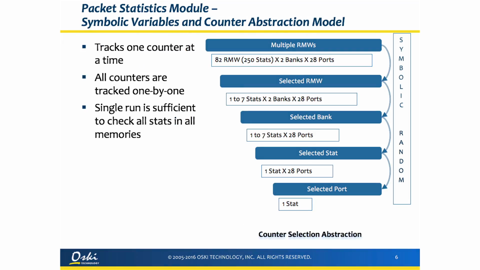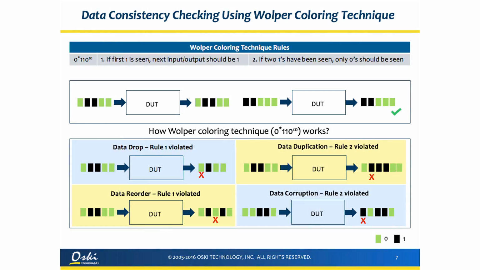On top of using symbolic variables, you can also use a counter abstraction model. Here we have a packet statistics module. The symbolic variables are used to pick any single statistic out of the hundreds of statistics you may be designing and verifying over different memories and different banks and different ports. Even after you pick a specific counter, you still want to expose deep corner cases when the counter is saturated, and if it's a 32-bit counter, it may take you forever to saturate the counter. But by using a counter abstraction model, you can reset the design from any possible state of the counter and verify it completely exhaustively.